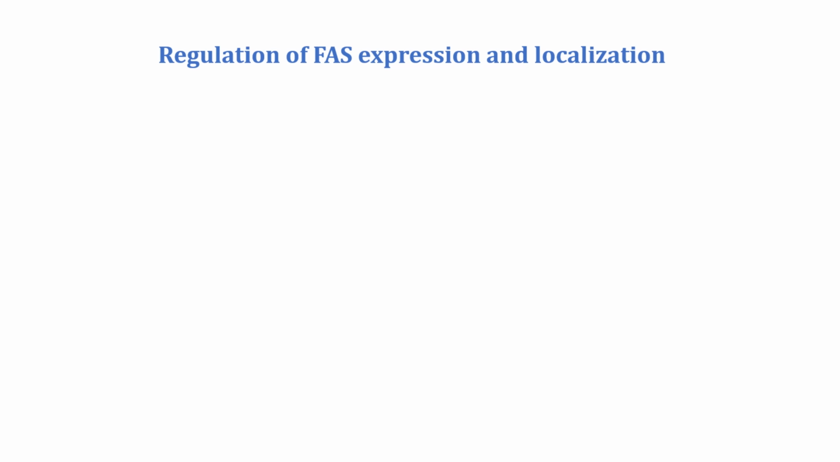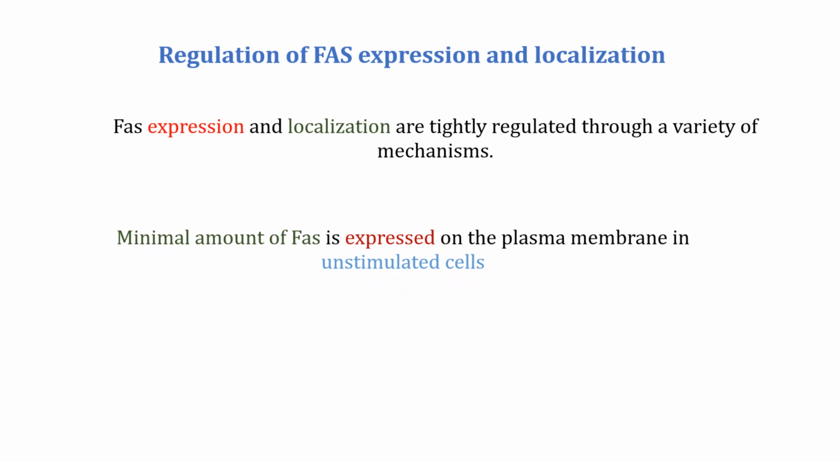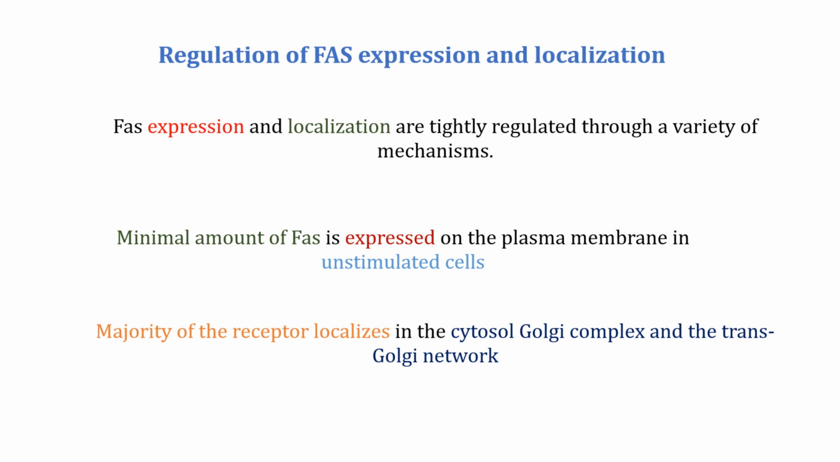Regulation of FAS expression and localization. So, in order to avoid the unnecessary activation of the apoptotic pathways, FAS expression and localization are tightly regulated through a variety of mechanisms. First of all, only a minimal amount of FAS is expressed on the plasma membrane, in particular in unstimulated cells, whereas the majority of the receptor is localized within the cytosol, particularly the Golgi complex and trans-Golgi network.